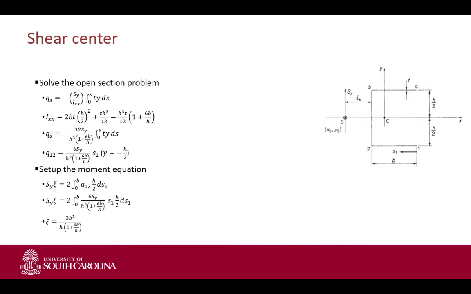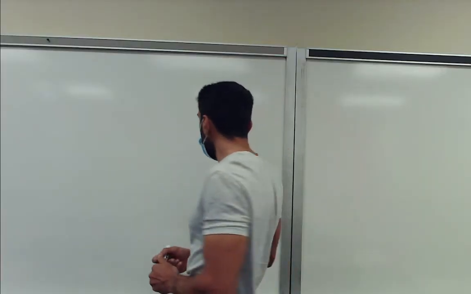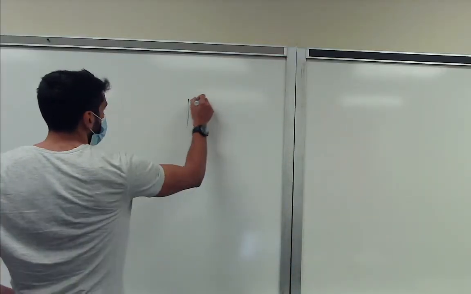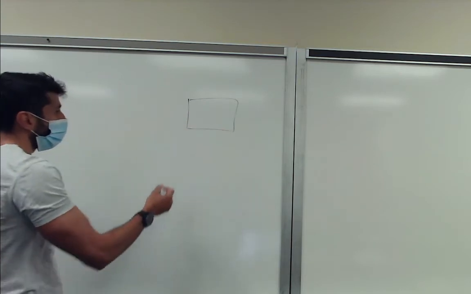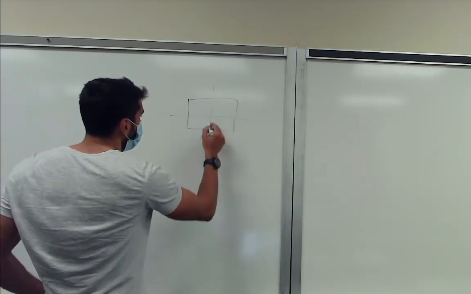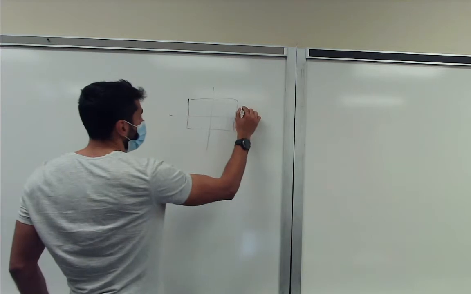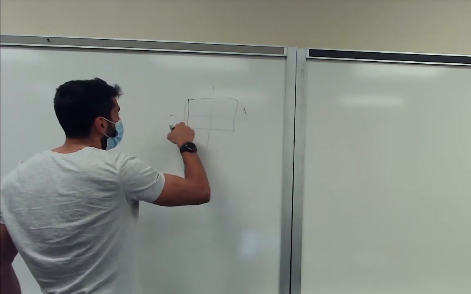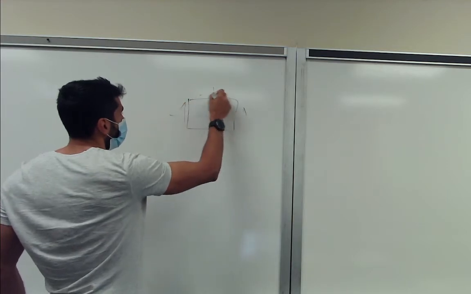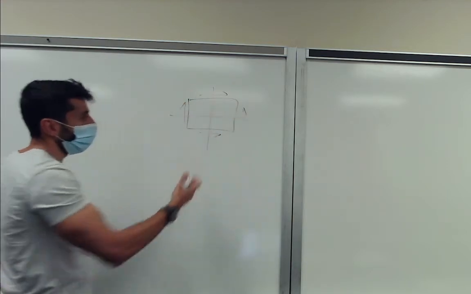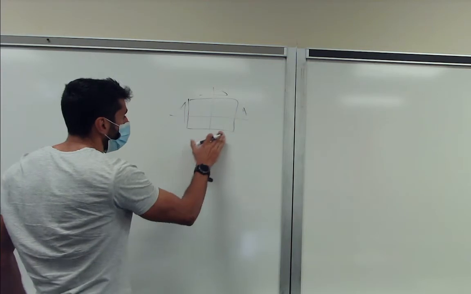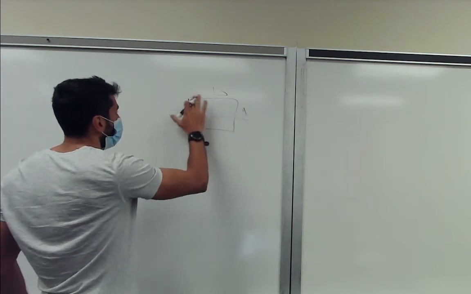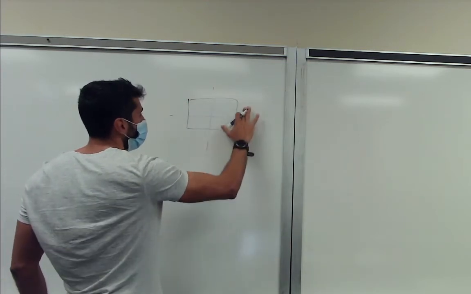If we have a closed section, say a wing box, and it's fully symmetric, then the shear center will lie in the middle, because due to symmetry, the shear flow in this direction will be equal to the left side, etc. So basically, they will cancel. If you have a double symmetry, it will lie on the intersection of the two symmetry planes.